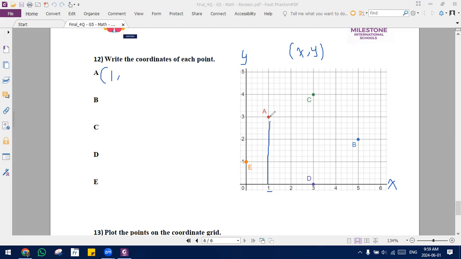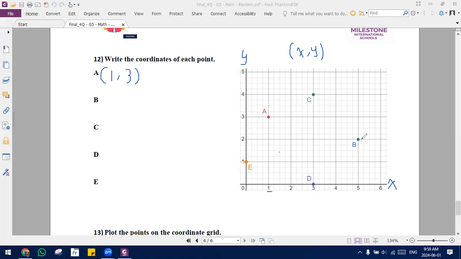And then you check the Y value on the left. What is it? 3. So what's the coordinate of the point A? 1, 3. This is how we write it. In a bracket, we put a comma between X and Y. Is it okay if I write 3 and then 1? Of course it's wrong. X value first and then Y.